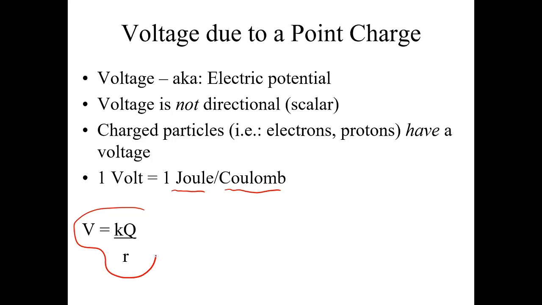Now this formula may look kind of familiar. It's actually easier than the other formula. Voltage is kQ over R, not R squared. So voltage does drop off, but it's not an inverse square relationship. So if you have a little proton, you'll have a certain voltage here, maybe 1 volt, and then it'll drop off maybe to 0.5 volts, 0.25 volts, the further and further away you get from that particular charge.